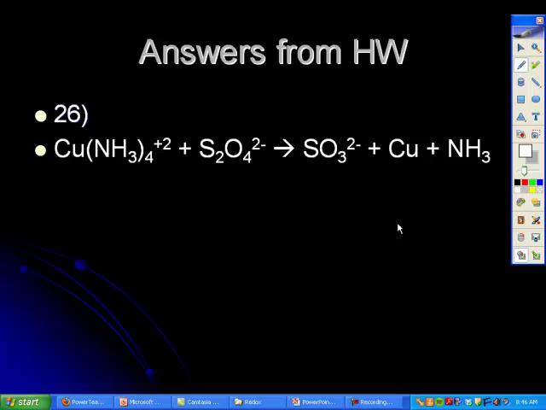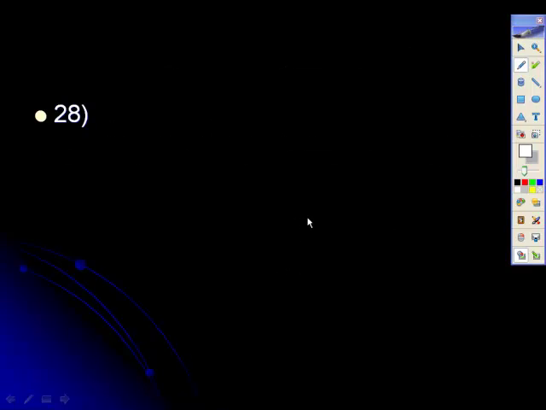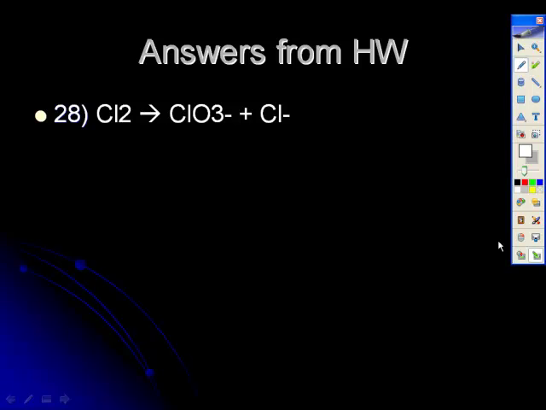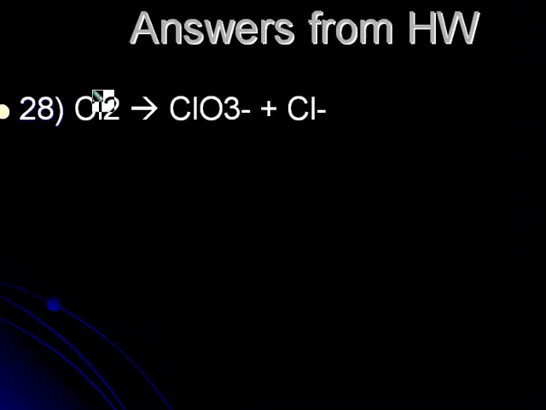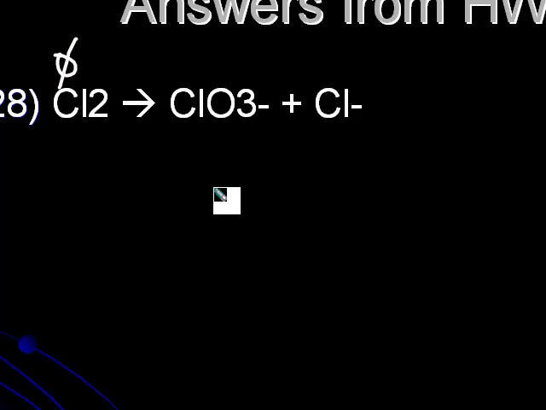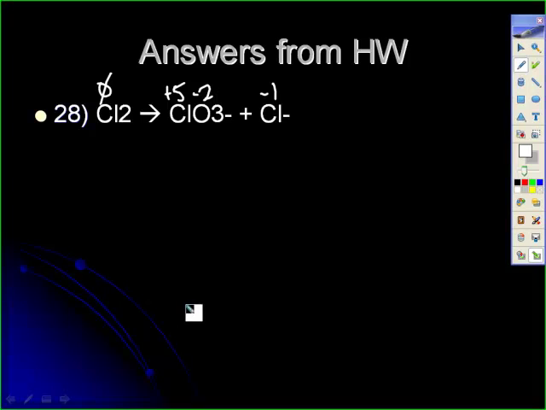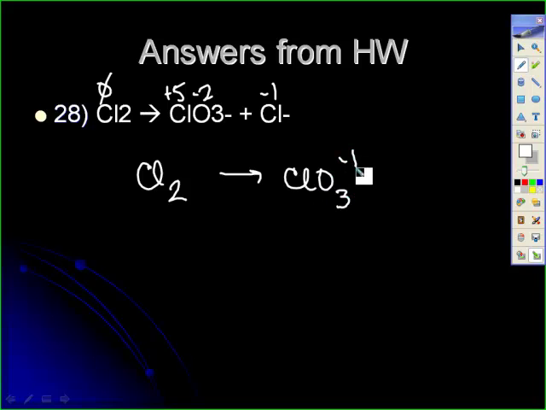Let's talk about 28. So number 28, I have some Cl2 at a 0, and over here, -2 is a +5, and a -1 here. So I start with my oxidation, which is Cl2 over here, and that's turning into ClO3 -1.